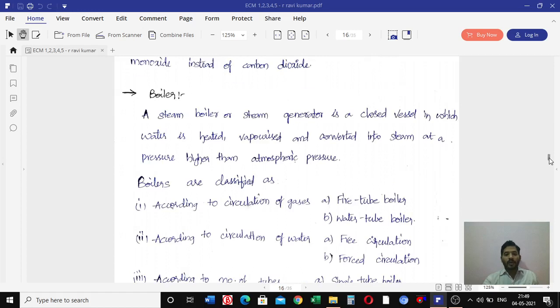Next one is the boiler, because almost all students are aware of boilers. A steam boiler is a closed vessel in which water is heated. So we need to heat the water. This water is vaporized and converted into steam at a pressure higher than atmospheric pressure.